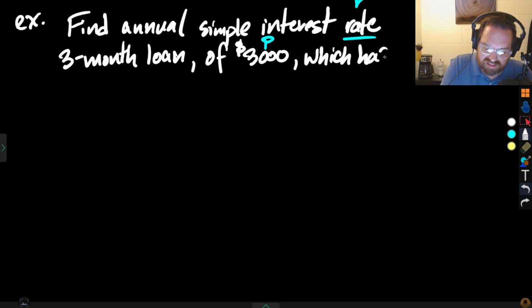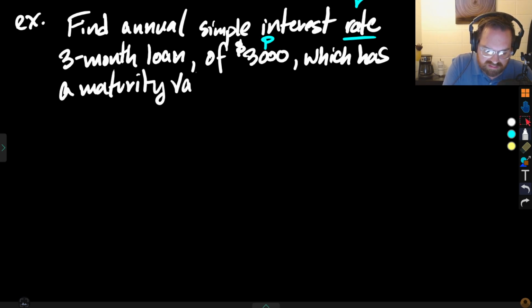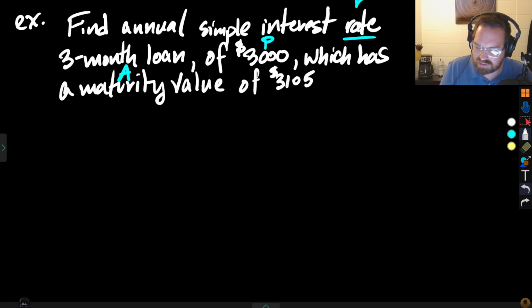Which has a maturity value. Oops. Value. There we go. Handwriting is all jank. That's an A, remember? Of $3,105.